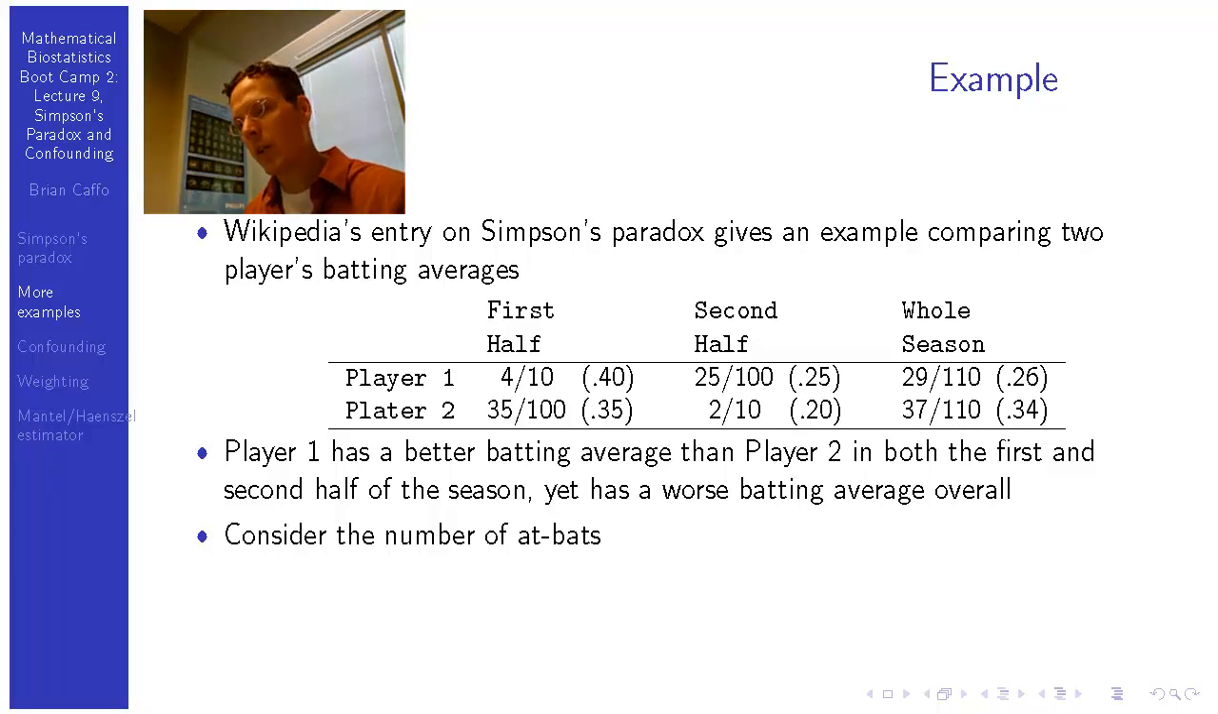And so, I put in consider the number of at-bats here because that's coming into play. Player 1 had this very good batting average when they had relatively few at-bats, and a modest batting average when they had lots of at-bats, and vice versa for the other player. So that's, I think, really the culprit in this case.